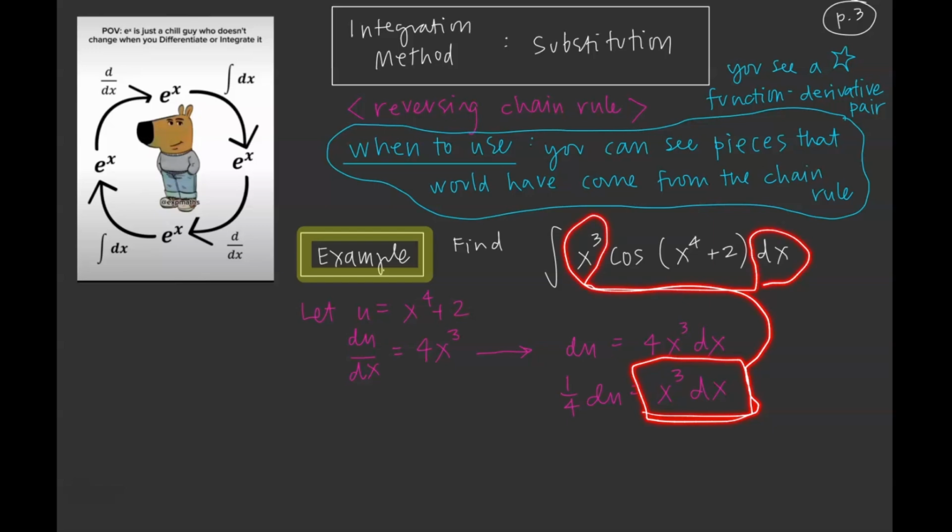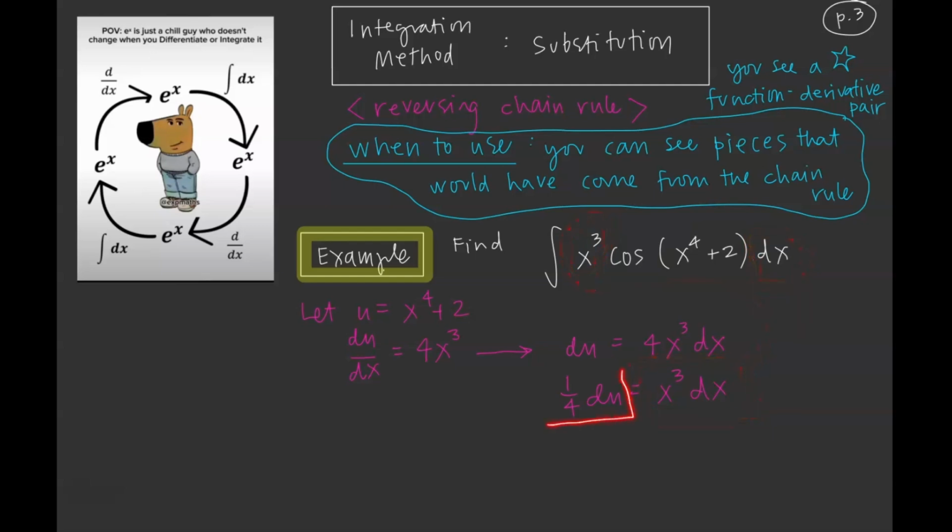And so I'm trying to transfer everything into u's at this point. And so this is really helpful because instead of saying that I have an x cubed and a dx in the integral, I'm going to say all of that is just equal to 1/4 du. So I rewrite my integral as the integral of cosine of u, because remember that this part I just said was u, and then this and this piece of it are just equal to 1/4 du. So I'm going to put the 1/4 right here and the du over here.